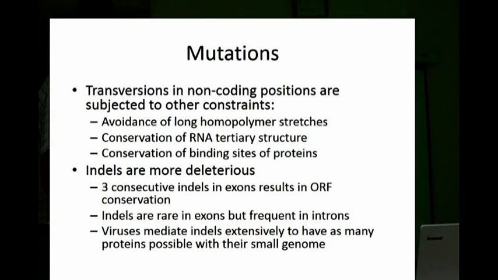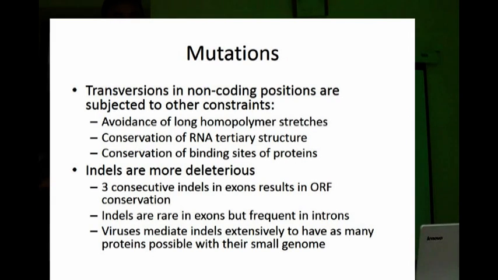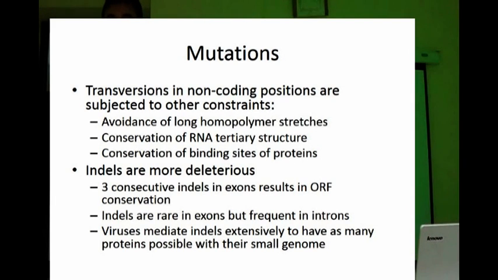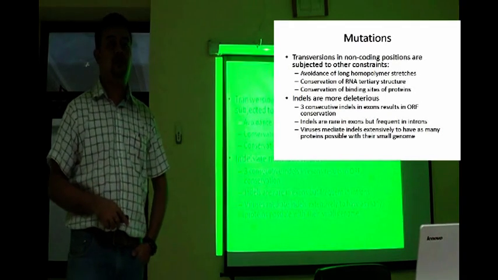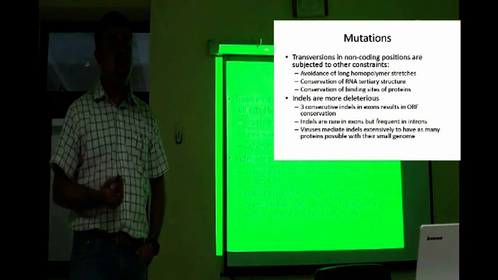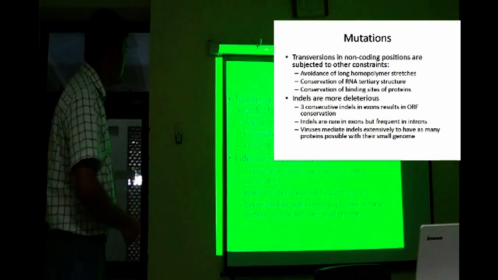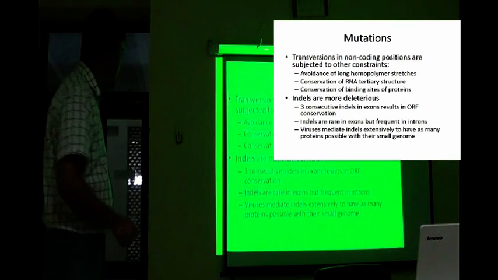Well, transversions in non-coding positions are subjected to another constraint. So till now we have been discussing synonymous and non-synonymous mutations. All these are coding, right? We are discussing the amino acids, which means the positions are in coding DNA sequences, CDS. Now, if it is happening in a non-coding position, for example introns or intergenic sequences, what are the other constraints?